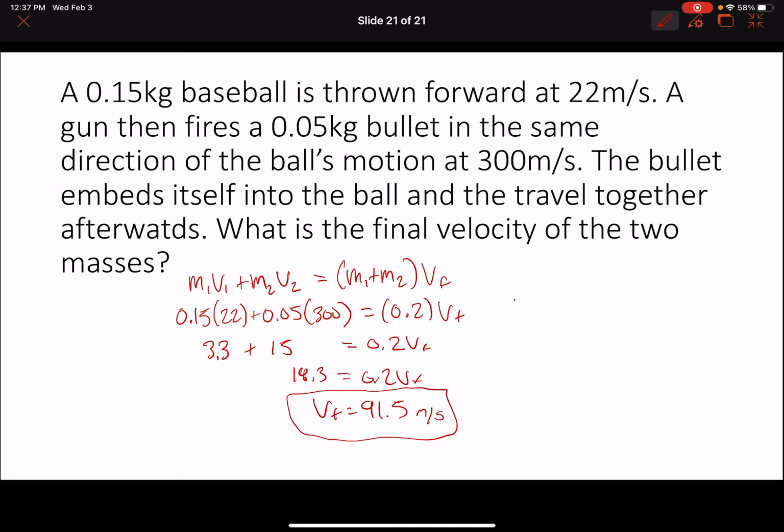Which should make sense. The bullet is obviously going to slow down a lot. It embeds itself into this lower ball. It's going to slow down. It goes from 300 to 91.5. But because of that extra speed from the bullet, the baseball does speed up. It speeds up from 22 meters per second to 91. And so they meet somewhere in the middle depending on their masses. Obviously, the bullet weighs a lot less, and so we're going to be closer to the baseball's velocity than the bullet's velocity. And so that seems like a good number for us.